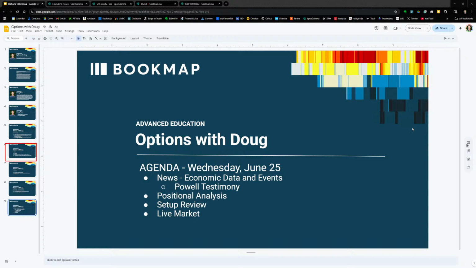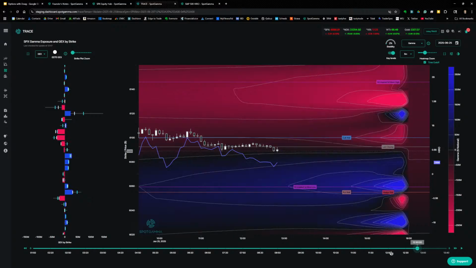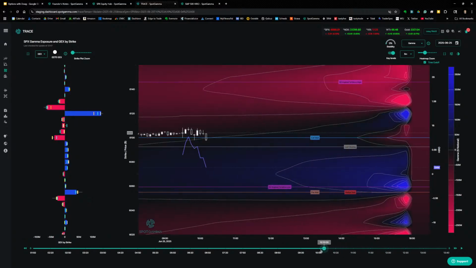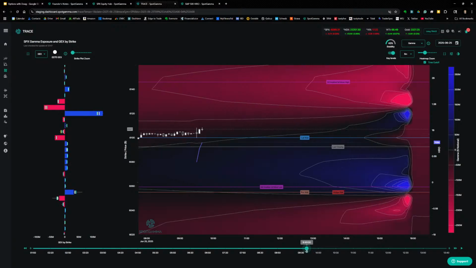So we'll go to TRACE, the TRACE tool available to SpotGamma subscribers. And first of all, let's step back in time. So this is the gamma heat map. Let's go back to earlier today so we can see that iron condor a little bit more clearly. So this is 10 minutes after the cash open.